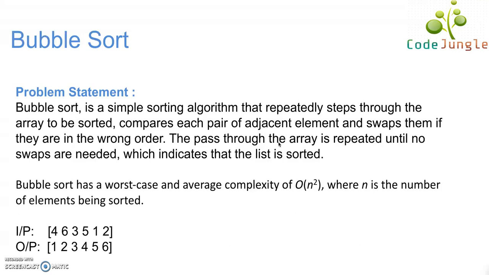The worst case and average complexity of bubble sort is big O of n square, where n is the number of elements being sorted. In this video, we will consider the given array with values 4, 6, 3, 5, 1 and 2 as input, and the desired output is a sorted array with values 1, 2, 3, 4, 5 and 6. So now let's proceed ahead and check how it works.